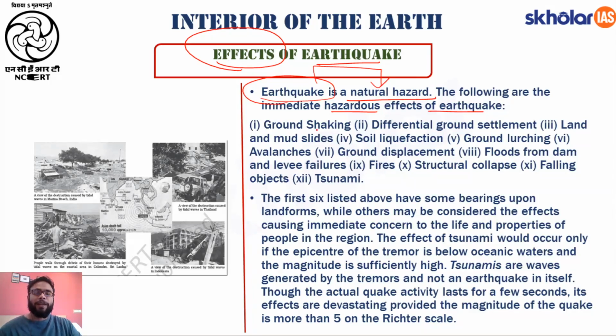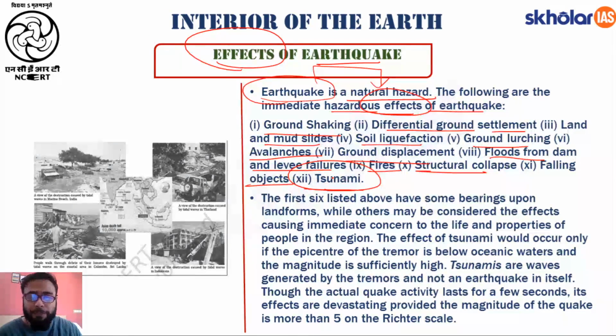Fine. Okay, so what are the different hazardous effects of an earthquake? First, the ground will shake, then differential ground settlement, land and mudslides, then we will have soil liquefaction, then ground lurching, we can have avalanches, ground displacement, floods from dams and levee failures, we can have fires, structural collapse, falling objects, as well as tsunami. Fine, so tsunami is an effect of earthquake, very important, right?